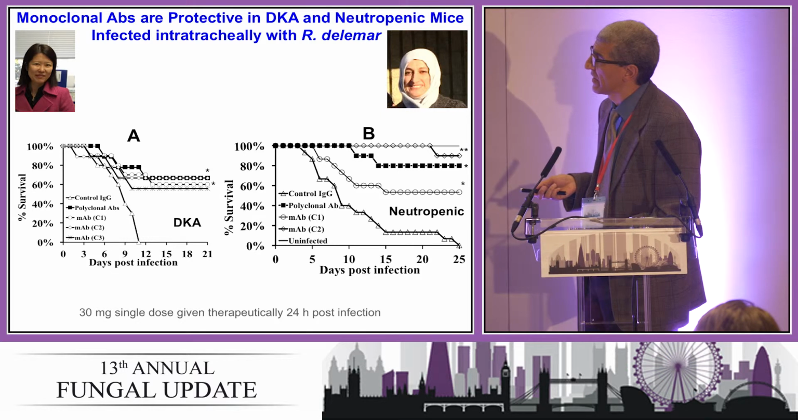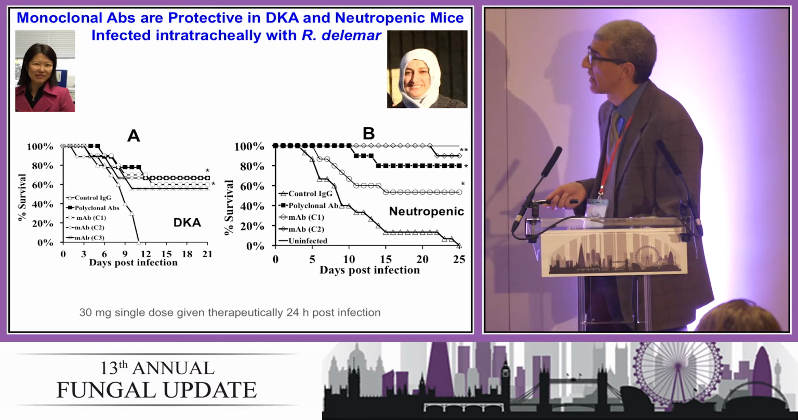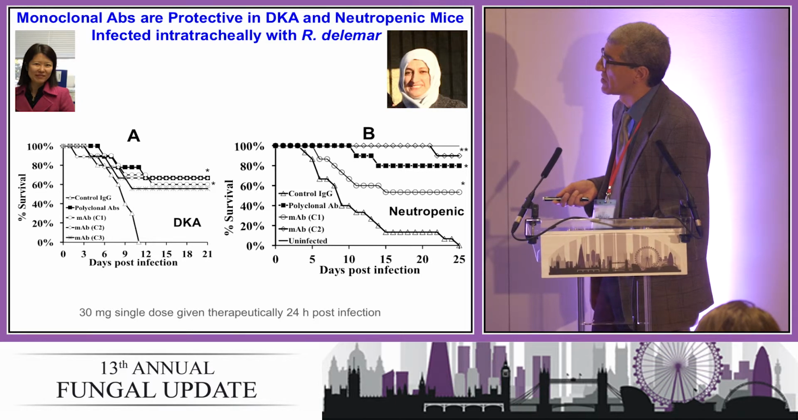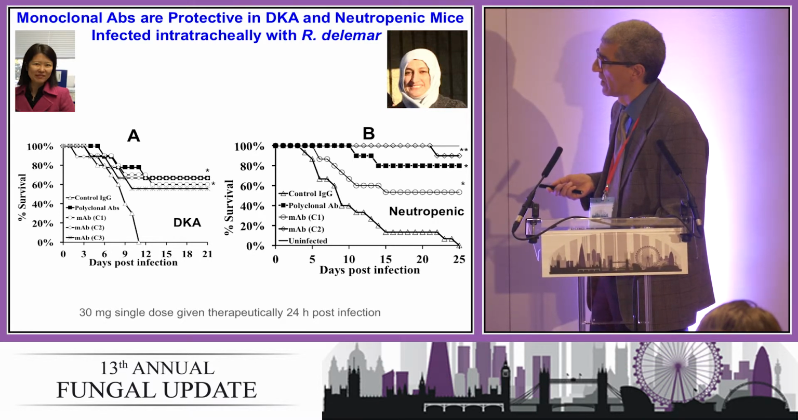So with that being said, we started looking into developing monoclonal antibodies. So Lin and Sundus in the lab generated several hybridoma cells. These hybridoma cells generated antibodies that were as protective as the polyclonal antibody in the diabetic ketoacidosis mouse model. And also the C2 clone in particular was more protective than the rest of them in the neutropenic mouse model.